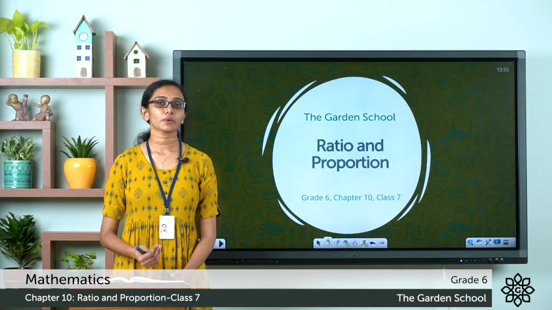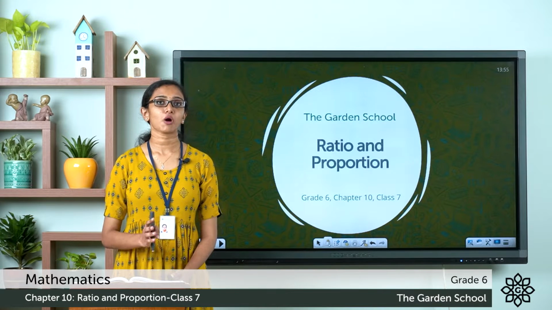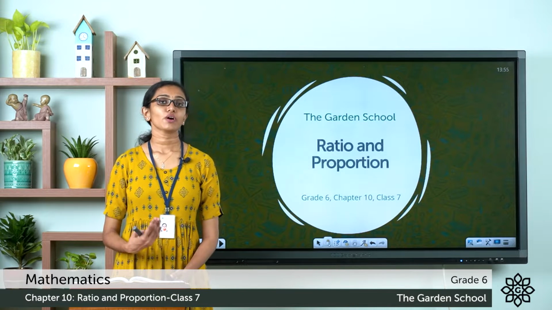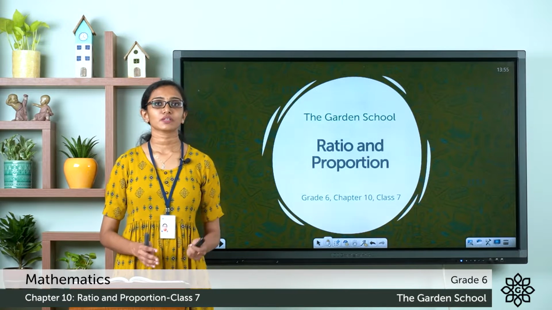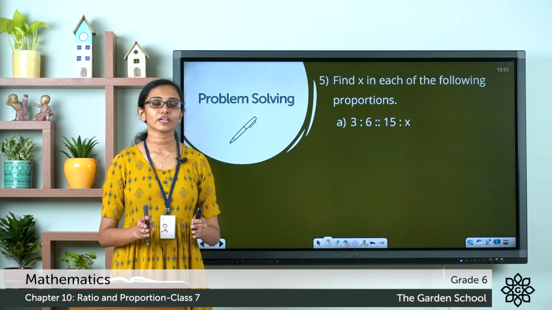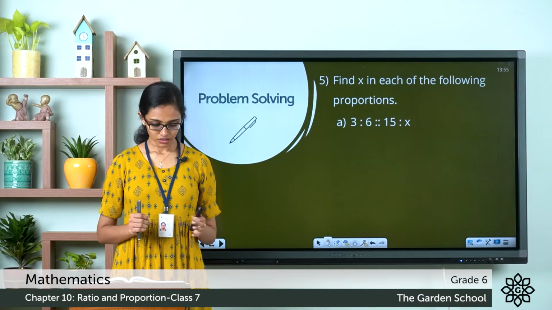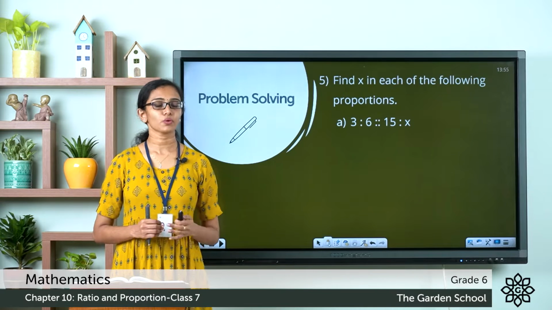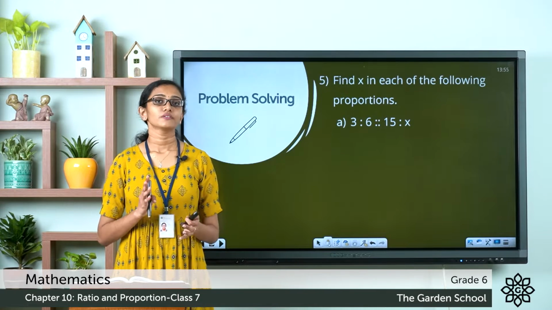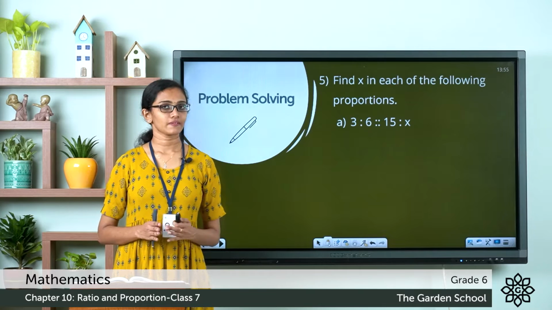I had given a few questions from exercise 10.2 as homework in the previous class. So I hope you have already done those questions. Today we will discuss from question number 5 of exercise 10.2. Question number 5 says, find x in each of the following proportions. Four statements of proportions are given there.